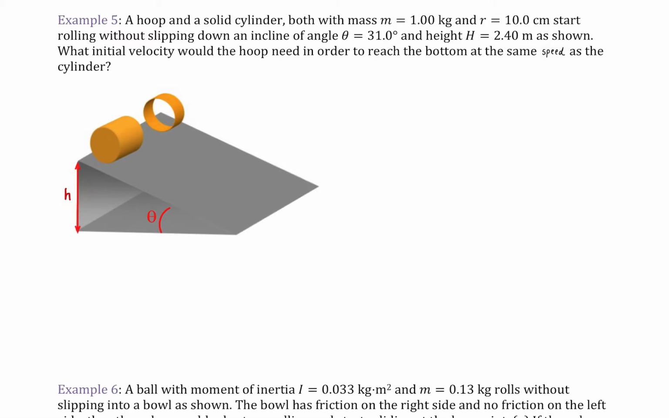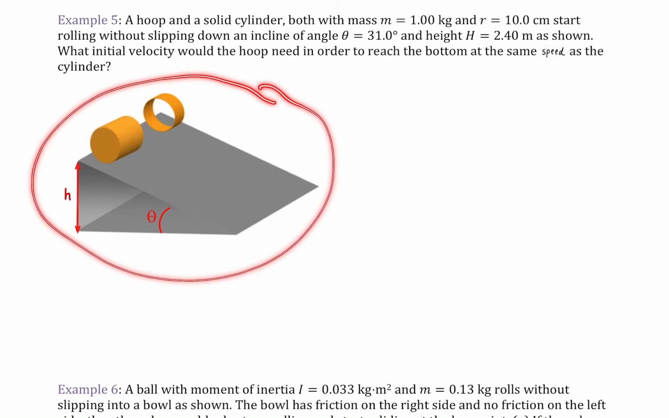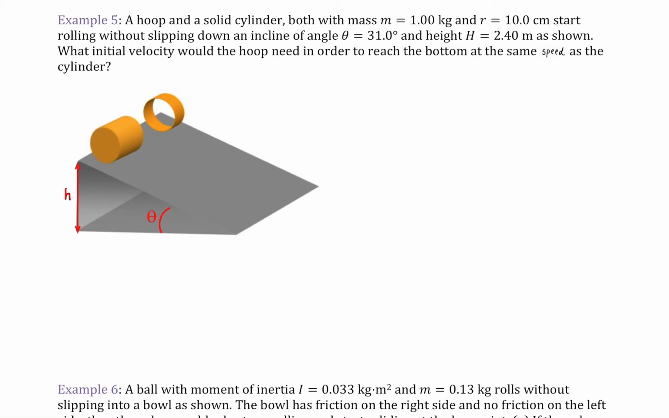Okay, what initial velocity would the hoop need in order to reach the bottom at the same speed as the cylinder? So in the original printed version, I had time. That is a version of this problem that I've asked plenty of times. But time requires, of course, using an approach other than energy. Time requires using the angular acceleration. And if you want to see a system involving rolling objects and the torque created by gravity, refer to the lecture on rotational dynamics. It's definitely there, okay?